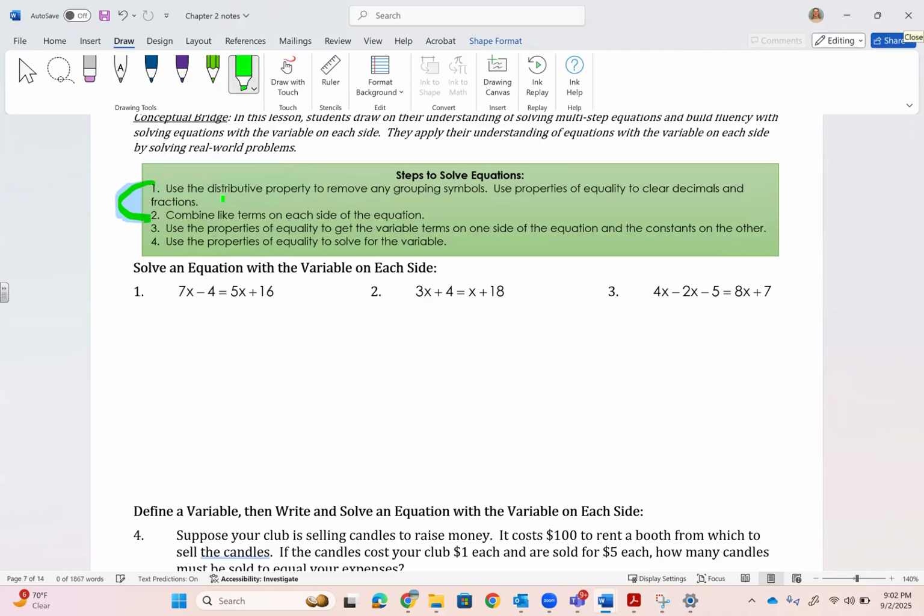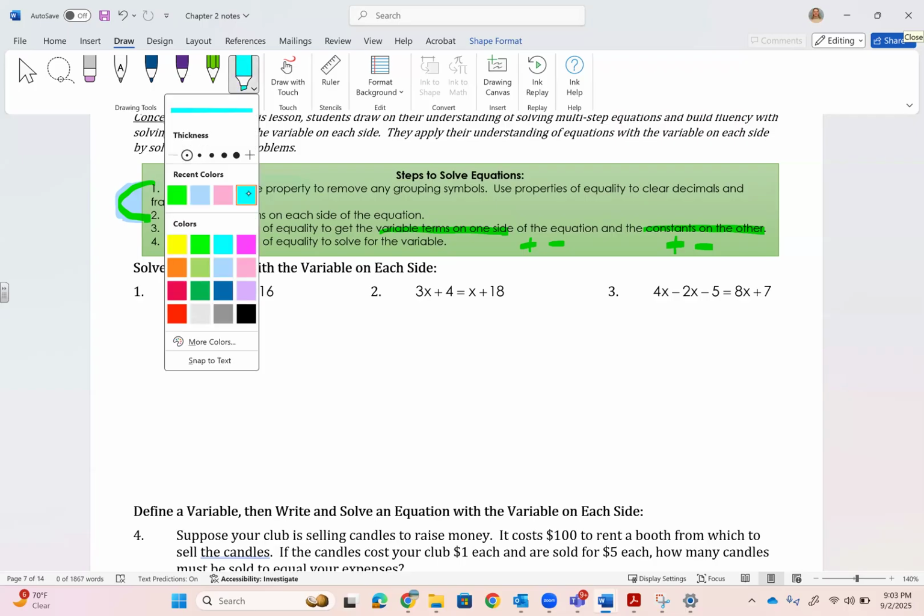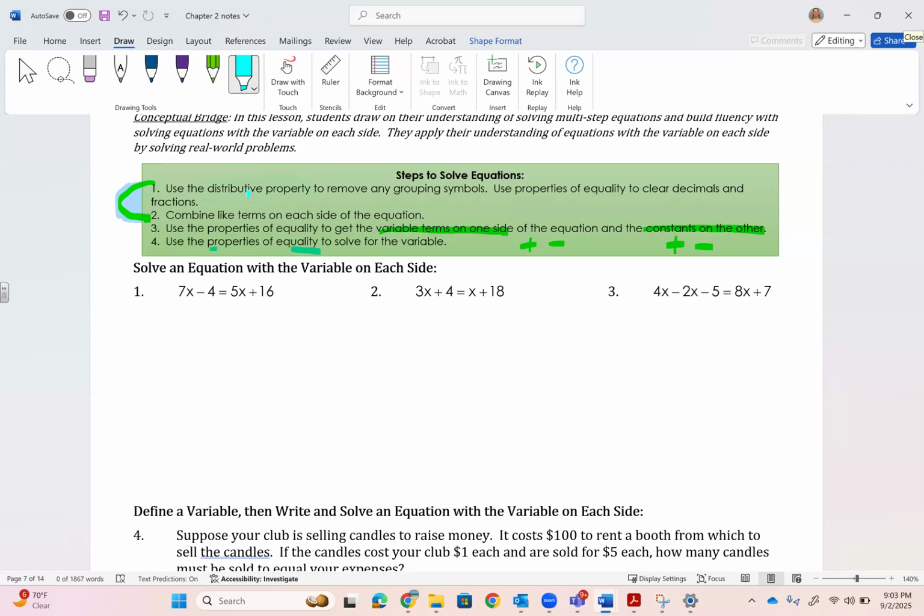Then we're going to use the property of equality to get the variable terms on one side. How we're going to do that is by adding and subtracting. Then we're going to put the constant terms on the other side using adding and subtracting. It's how you move a term from one side of the equation to the other: you add or subtract the opposite. And then the last step is to isolate the variable, and you do that normally with multiplication or division. So that's how you normally do this.